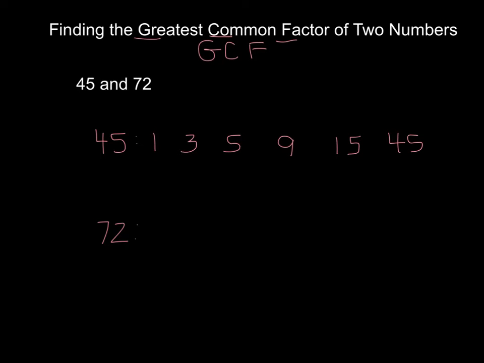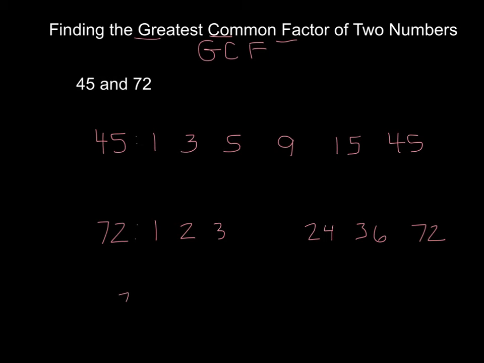Now the number 72. Well, we know that 1 times 72 is 72. We know it's divisible by 2 because 72 ends in a 2. It's even. So 2 times what? Well, 2 times 36. 72 is also divisible by 3, and we know that because if we add the 7 and the 2, we get 9, and 9 is divisible by 3. So is 72. So 3 times what number is 72? Well, that will be 24.